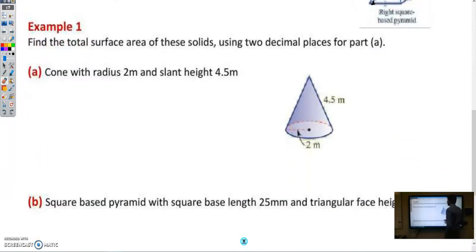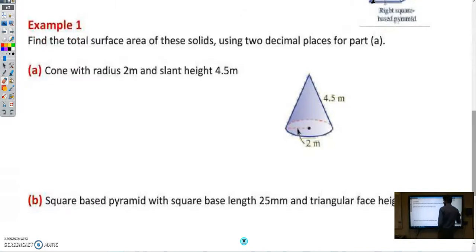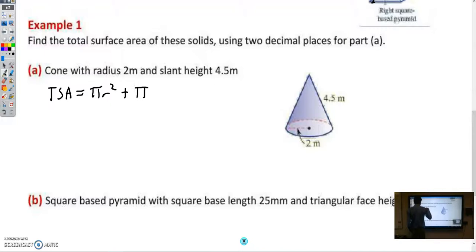Looking at example 1. Find the total surface area to 2 decimal places. Cone with a radius of 2 meters and a slant height of 4.5 meters. We are just going to use the formula of pi r squared plus pi r s. So once again, we have total surface area equals pi r squared plus pi r s. S, your slant height, is 4.5 meters. R, and make sure it's R, not your diameter, in this case is 2 meters.